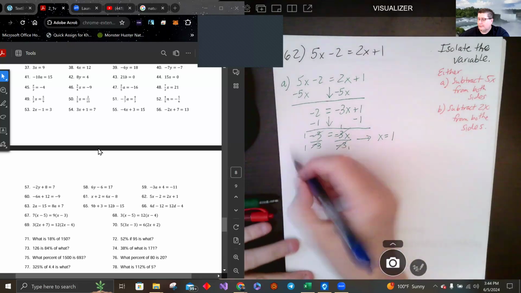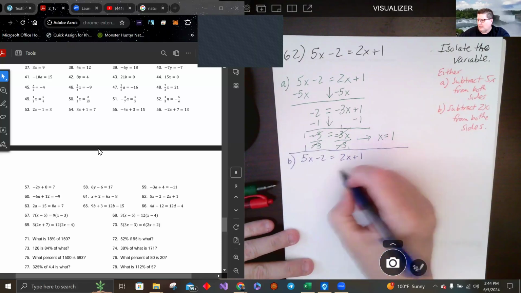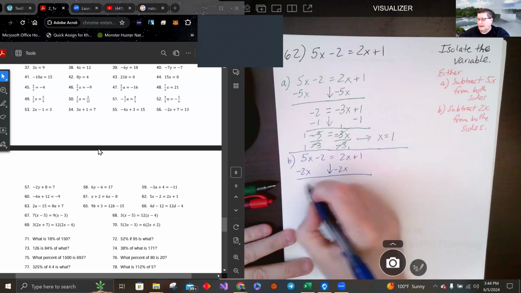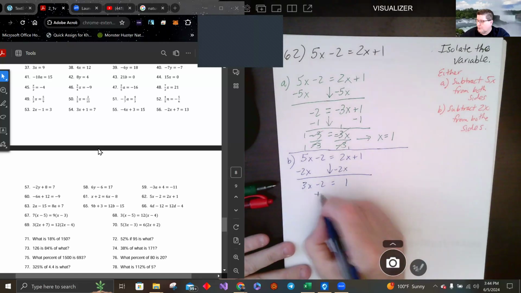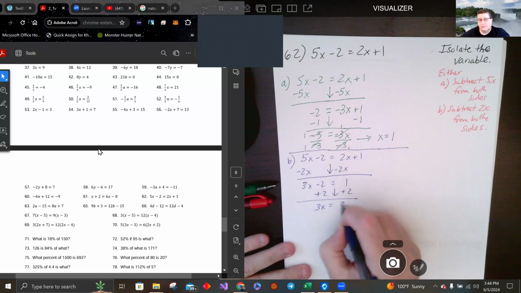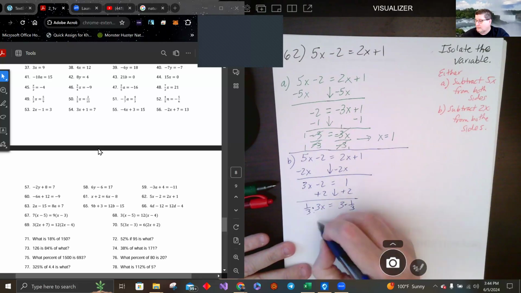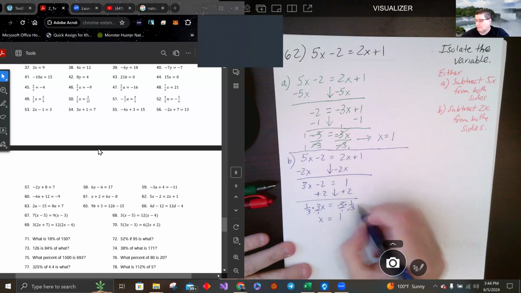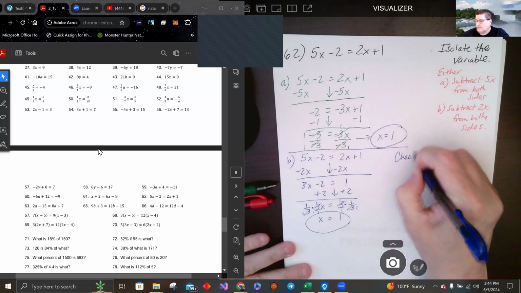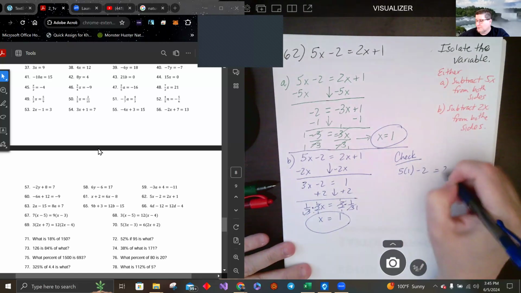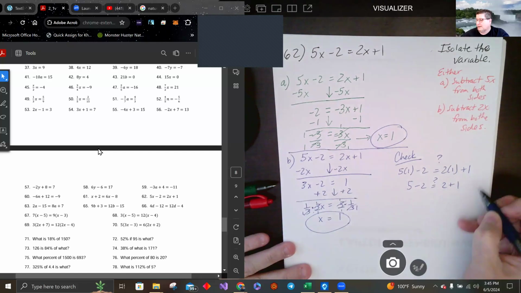What happens if we went with option B? I'll subtract the 2x. And I get 3x minus 2 equals 1. Add 2 to both sides. And finally divide by 3. Or I can multiply by 1/3. I get x equals 1 either way. If I check it, 5 times 1 minus 2, does that equal 2 times 1 plus 1? 5 minus 2, does that equal 2 plus 1? 3 does equal 3.